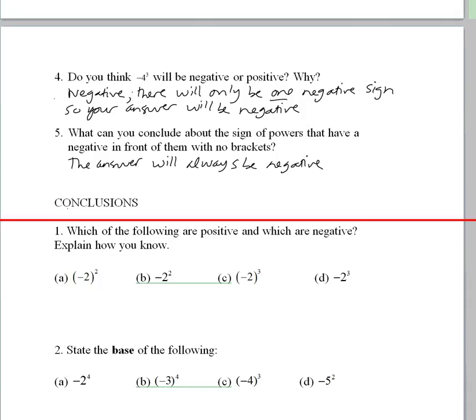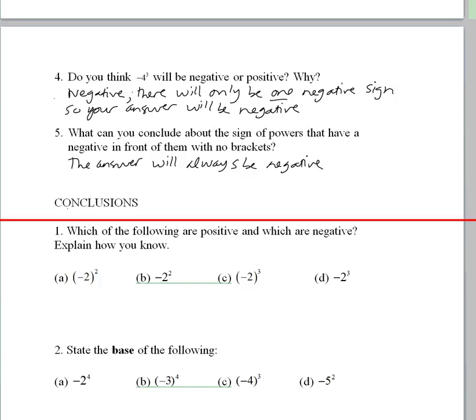So it says, what can you conclude about powers that have a negative with no bracket? Well, any power that has a negative in front with no bracket will always be negative. And the reason for that is the negative sign does not repeat. Therefore, there will only be one negative. Therefore, your answer will always be negative.